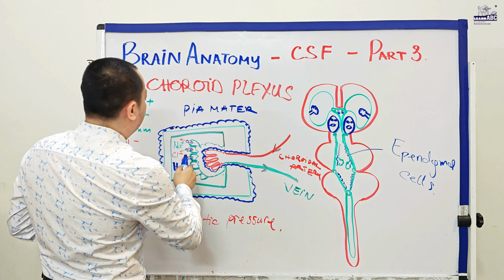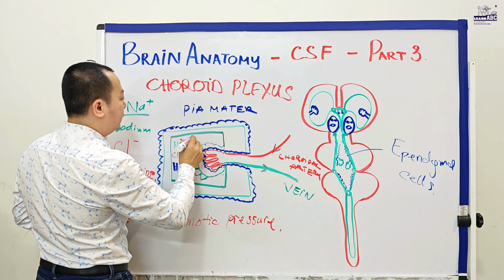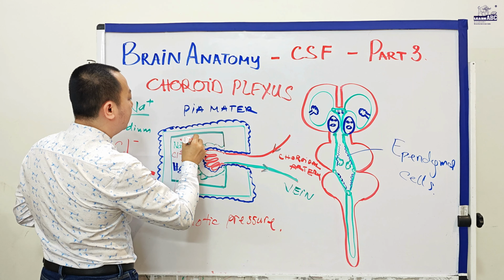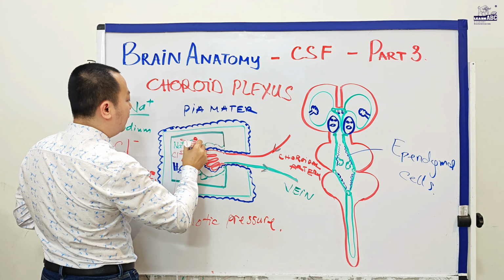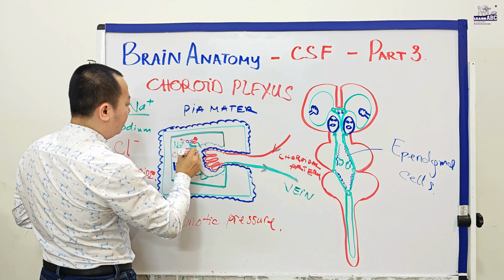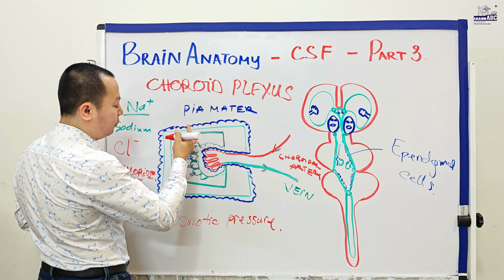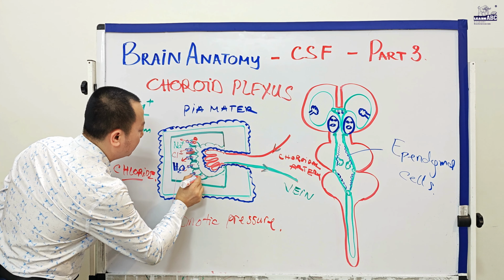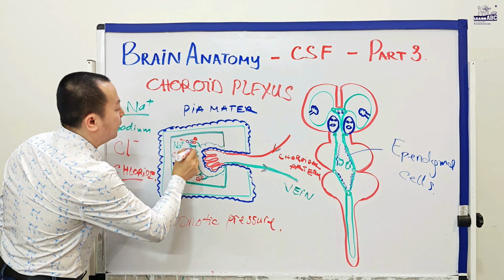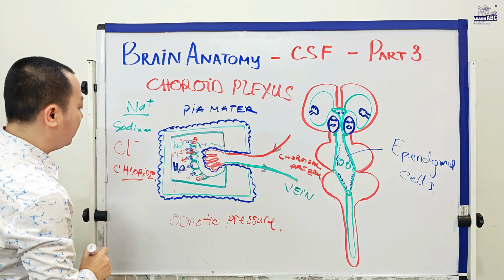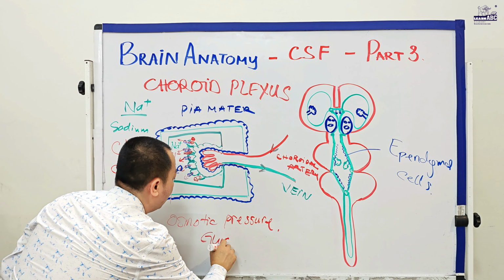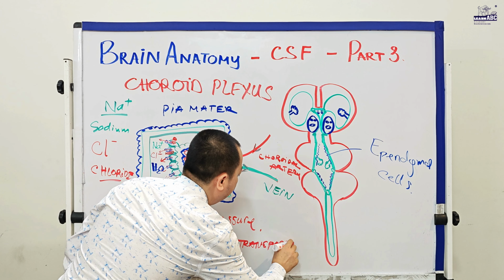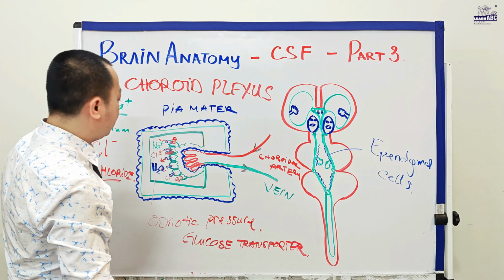And what happens? Here also on the surface of these cells, there is another transporter. Okay, so I just draw one. I will draw one more here. This transporter is a glucose transporter. What is that? Glucose transporter, right?